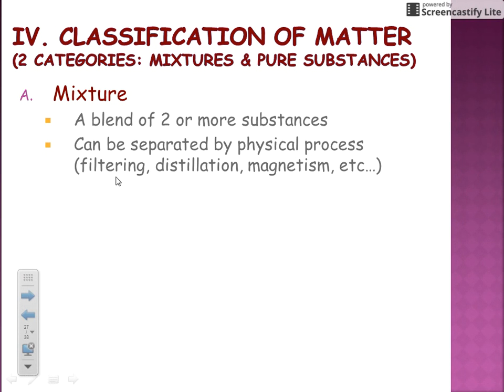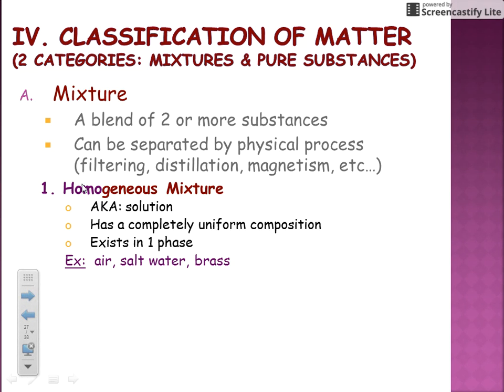So things like filtration, distillation, where you boil the mixture to their various boiling points and separate them that way. Magnetism, so if something is magnetic, you can separate it from a mixture of other things that might not be magnetic. But when you separate things physically, then you keep the integrity of their chemical composition. You do not undergo a chemical change. All mixtures can be separated physically.